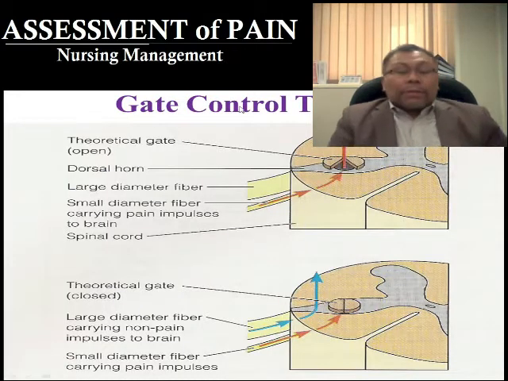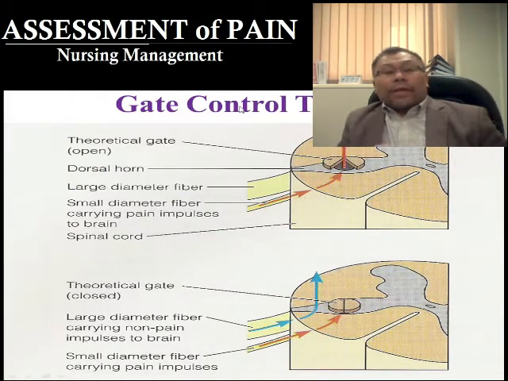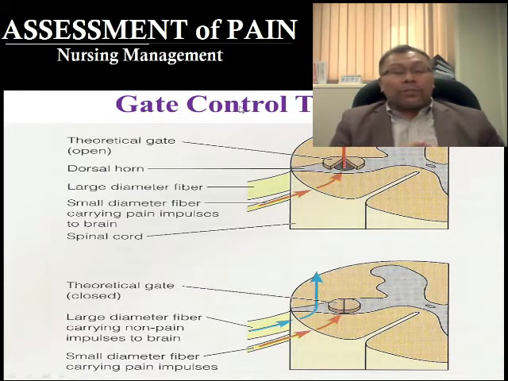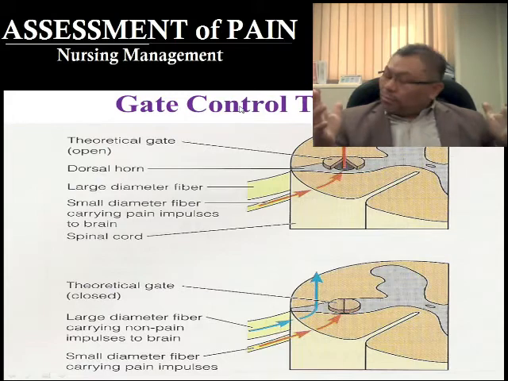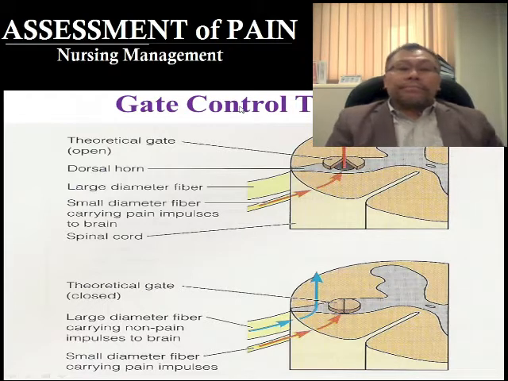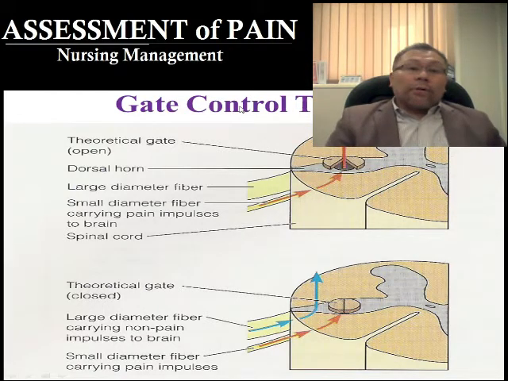So we have what we call the gate control theory. Now this is part of pain. So at least you will know this theory, so you'll be able to analyze and do an outline of how pain goes on in the human system. So we have the anatomical structure of the gate control theory. We have the dorsal horn. We have the large diameter fiber. We have the small diameter fiber carrying the pain impulses.